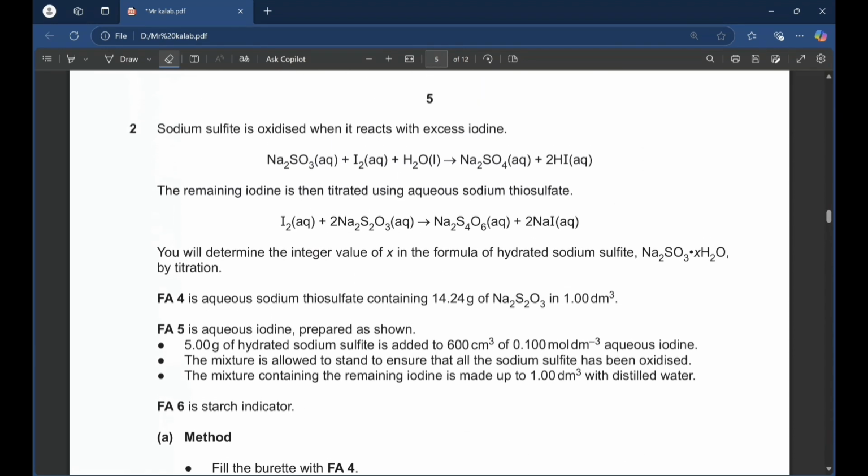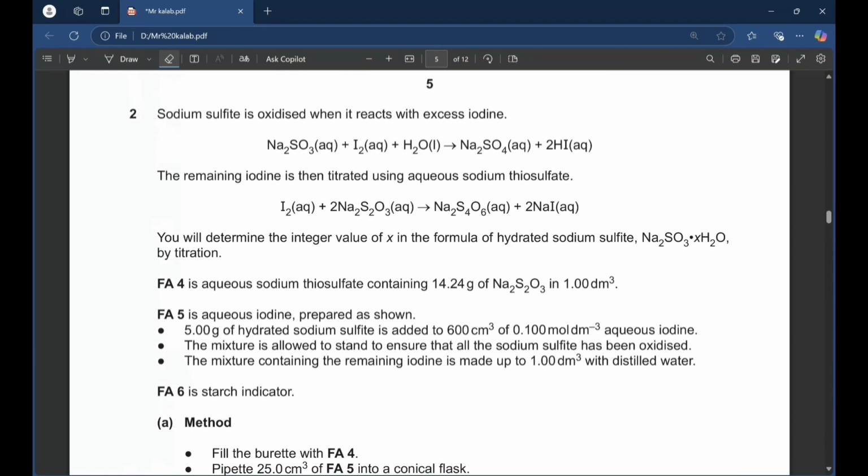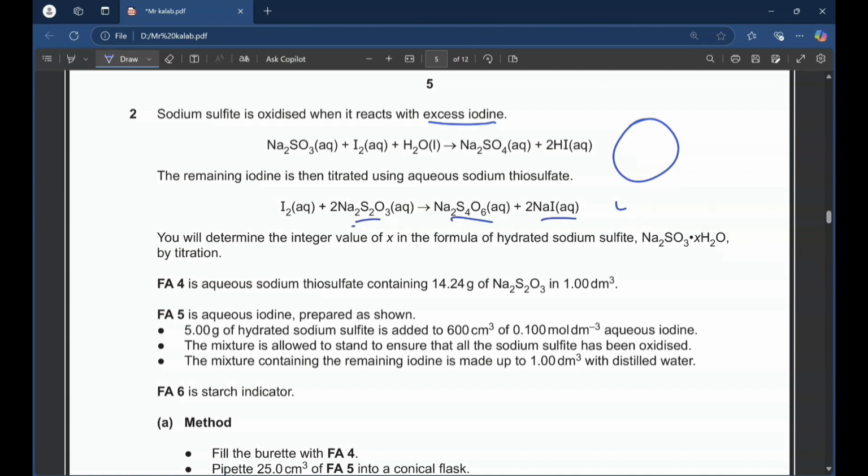Here we have sodium sulfite is oxidized when it reacts with excess iodine. So one thing to focus on here is the fact that iodine is in excess. What does this mean? After the reaction proceeds, there will be some amount of iodine left unreacted. So this remaining iodine can be titrated using aqueous sodium thiosulfate as given in this equation. So iodine can be reacted with sodium thiosulfate to form these two products.